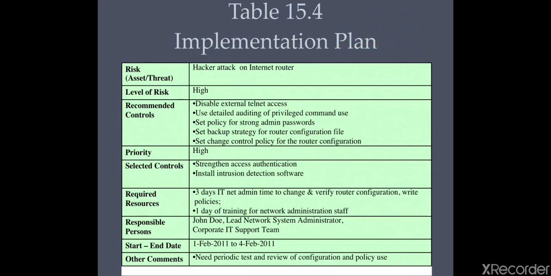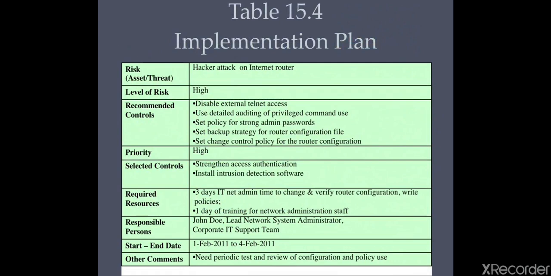This is an example. For example, the risk is a hacker attack. The level of the risk is high. Recommended controls are disabling external telnet access, using detailed auditing of privileged command use, and setting a backup strategy for the router configuration file, and so on. The priority is high to the organization. The selected controls are to strengthen access authentication and install intrusion detection software.